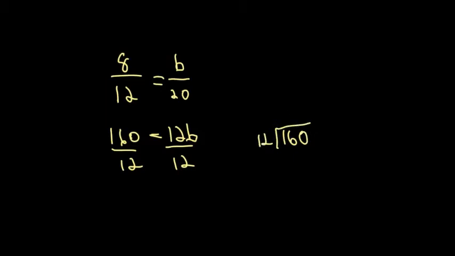So 12 goes into 16 once, subtract, I get 4, bring down the 0, 12 goes into 40 3 times, which is 36, subtract, I get a 4. You notice I got the same remainder as I did last time, so that 3 is going to start repeating. So the 3 repeating would be 1/3, so that's 13 and 1/3 for b.